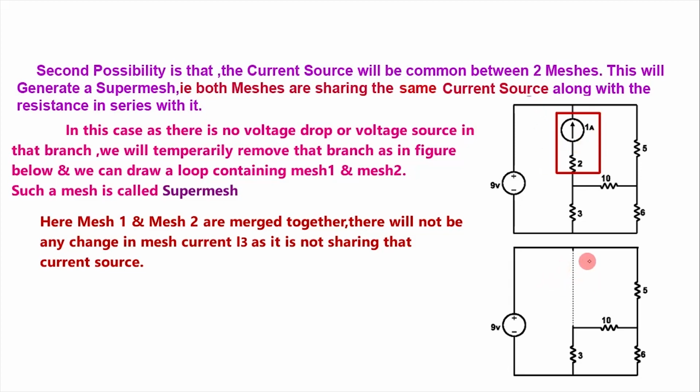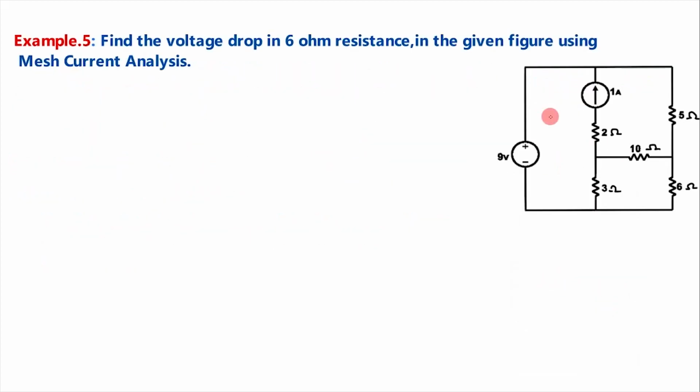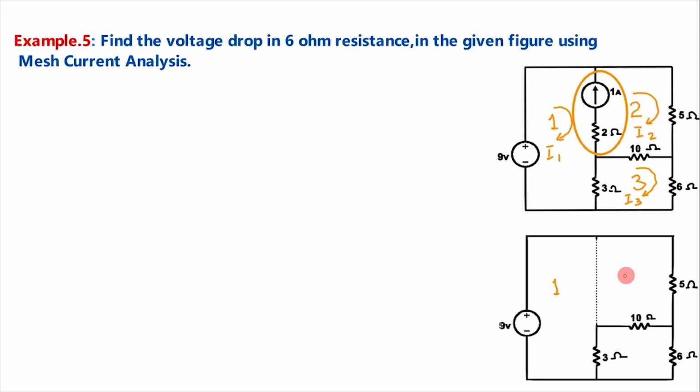Here mesh 1 and mesh 2 are merged together. We will first of all mark the meshes 1, 2 and 3. Current flowing through mesh 1 is I1, through mesh 2 is I2 and through mesh 3 is I3. See here, this current source is shared by mesh 1 as well as mesh 2, so temporarily we will be withdrawing it, as we have said earlier. So we can redraw this figure like this. These are mesh 1, 2, 3 and the mesh currents are I1, I2 and I3. Now we will form a super mesh with 1 and 2 like this.